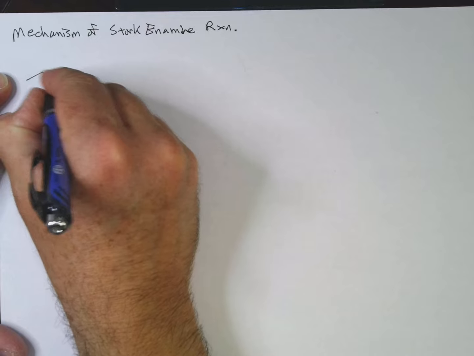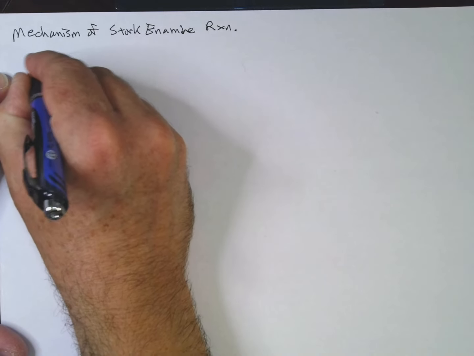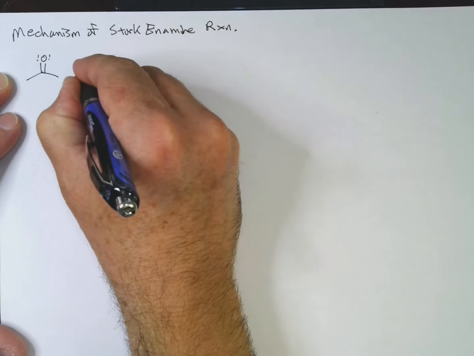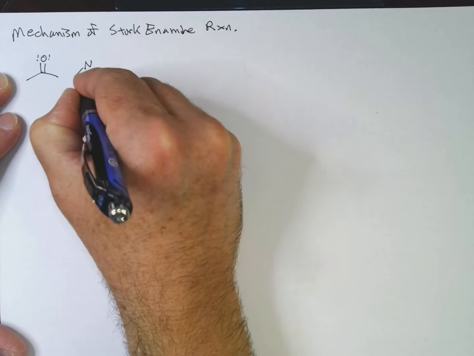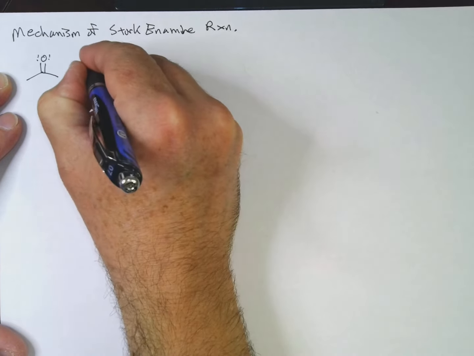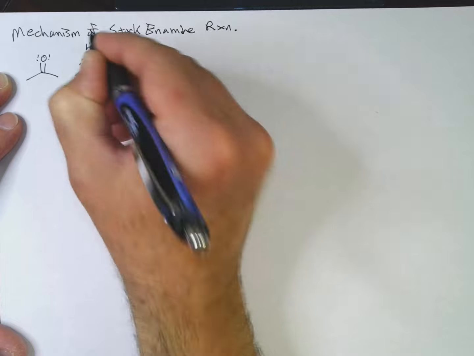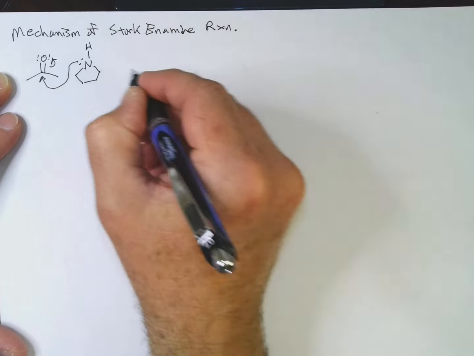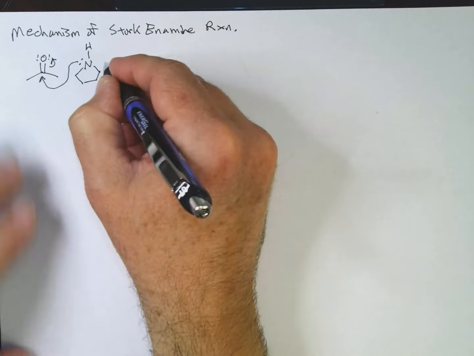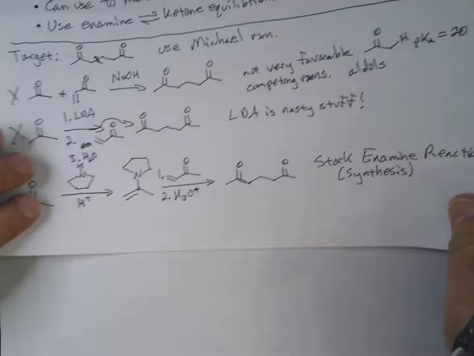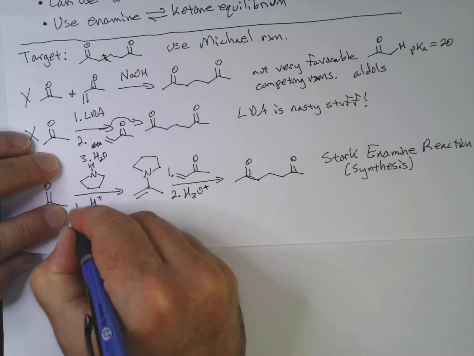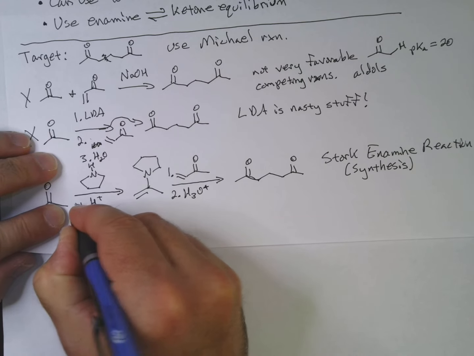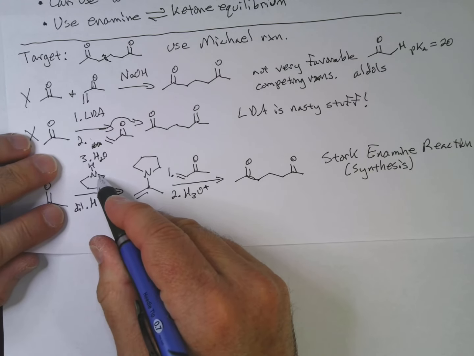So we'll go ahead and start with our amine, and we'll get nucleophilic attack. One thing I forgot to mention here is this should be dilute H+, because we don't want a lot of acid, because that'll just protonate our amine and it won't be nucleophilic.